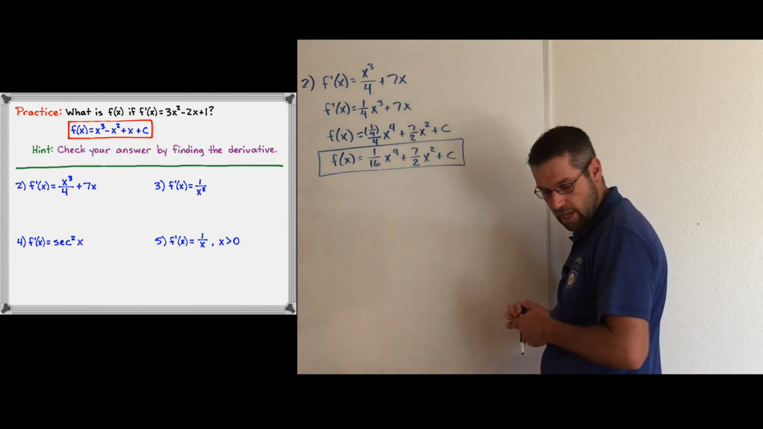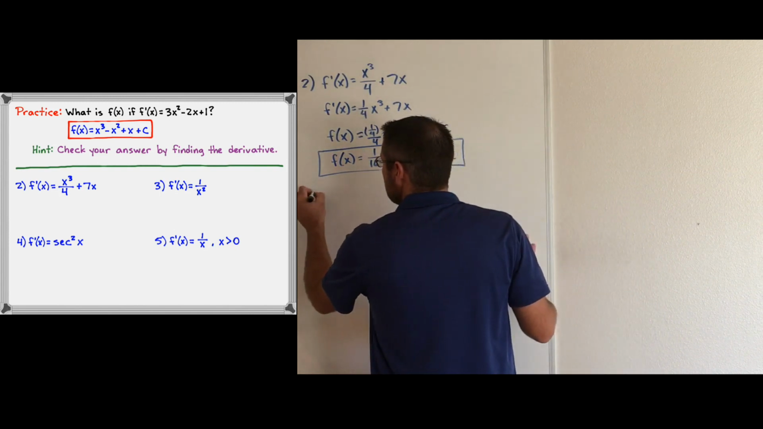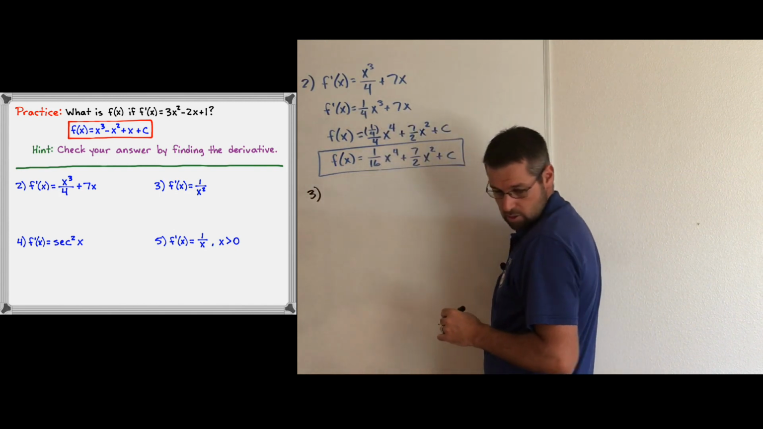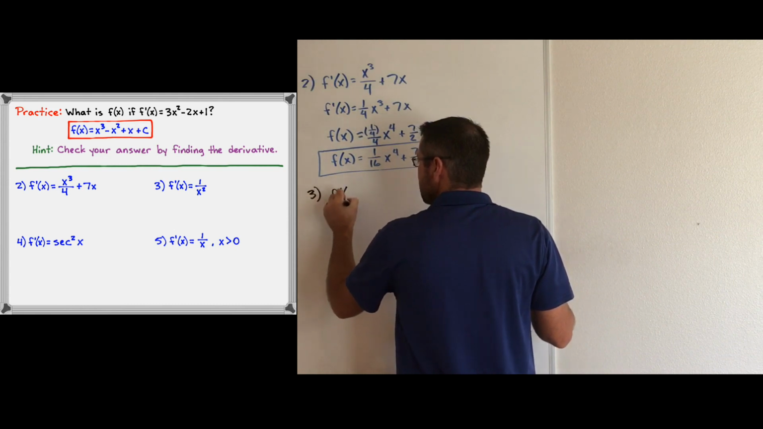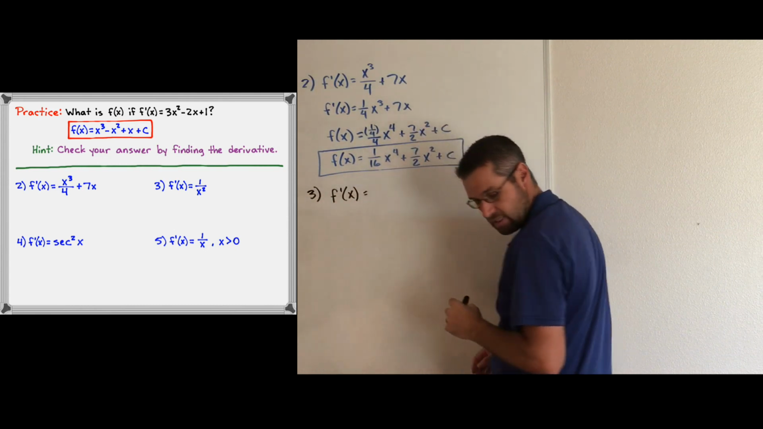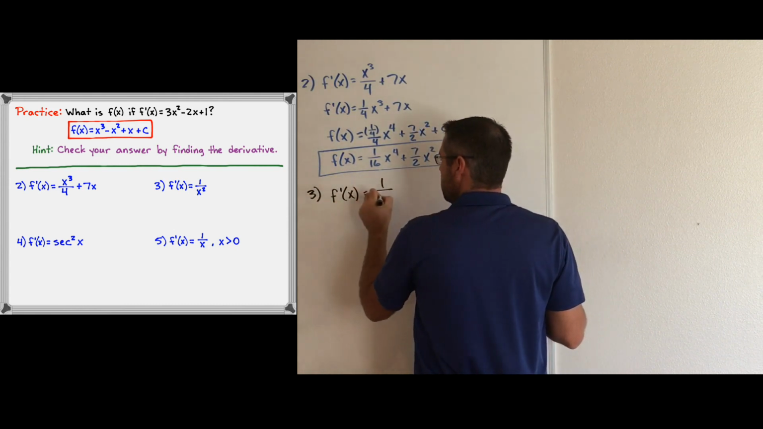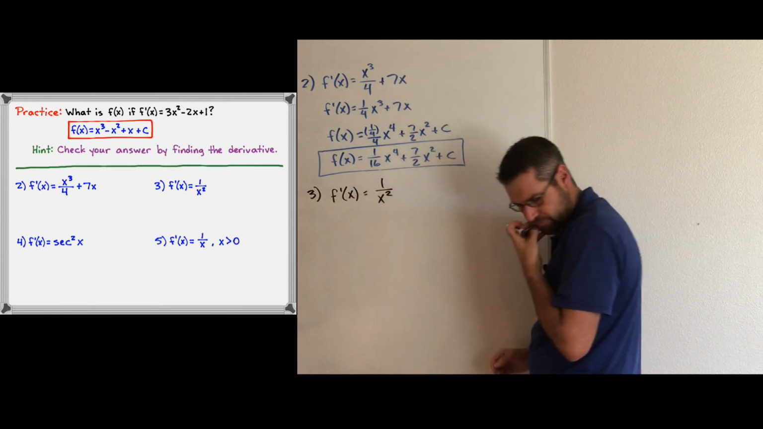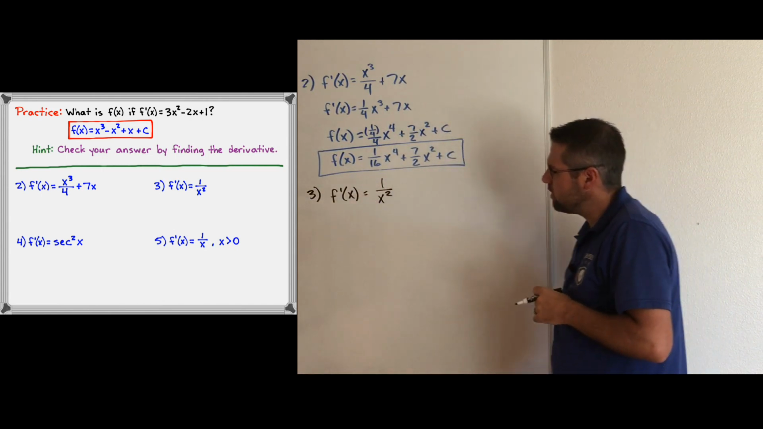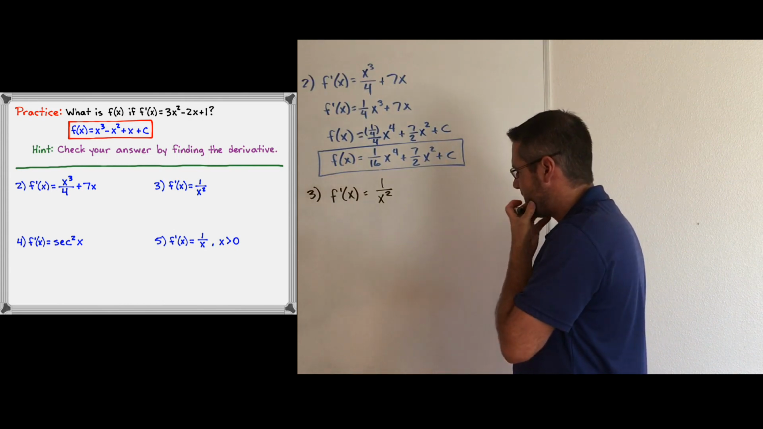Let's go ahead and take a look at number 3 here. Number 3 looks a little bit more complicated than it actually is. So f prime of x is equal to 1 over x squared. Okay, well, I want to go through and I want to take this antiderivative.